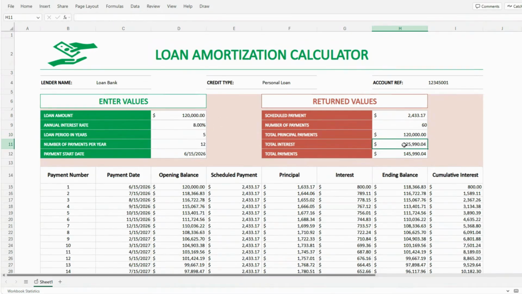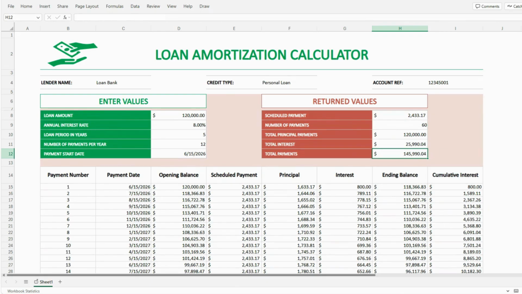So it's going to calculate all the interest charges for these 60 payments, the interest that is being charged over this period, and then it will sum it up and give you that here. And then you have the total payments, so that is your principal payments plus the interest. This is how much you're going to pay in total, $145,990.04. That's the total. So you took this amount, and based on these figures here, you're going to give the credit provider back this much.